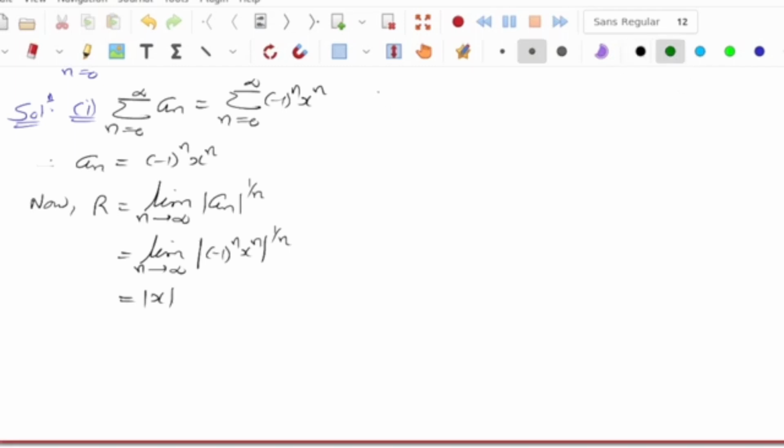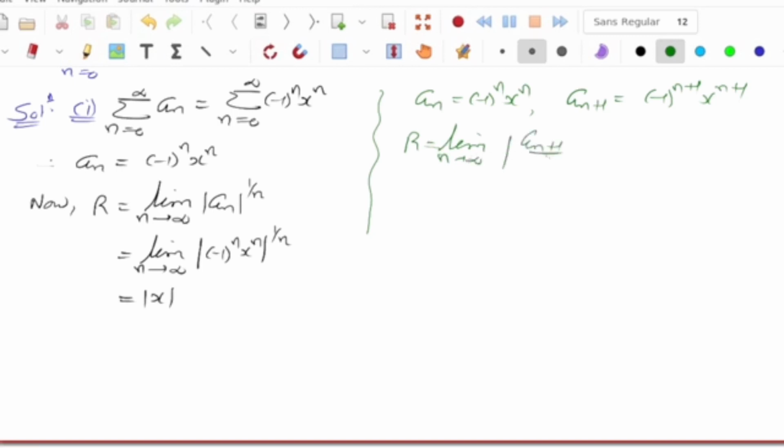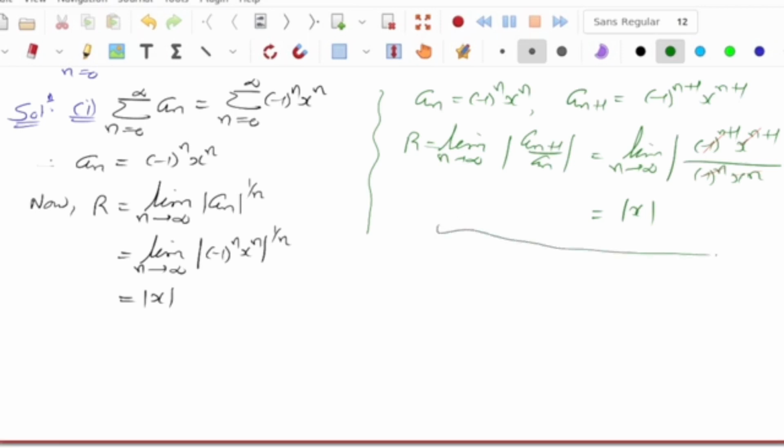If you want to apply the ratio test, then what happens? An is this. Then what is an plus 1? Minus 1 raised to n plus 1 into x raised to n plus 1. So r equals limit n tends to infinity, absolute value of an plus 1 upon an. This becomes limit n tends to infinity, absolute value of minus 1 raised to n plus 1 x raised to n plus 1 upon minus 1 raised to n x raised to n. Here we can cancel out x raised to n and x raised to n, minus 1 raised to n and minus 1 raised to n. The remaining quantity is absolute value of minus 1 into x, that is absolute value of x. So whatever test you apply, the value of r is absolute value of x.